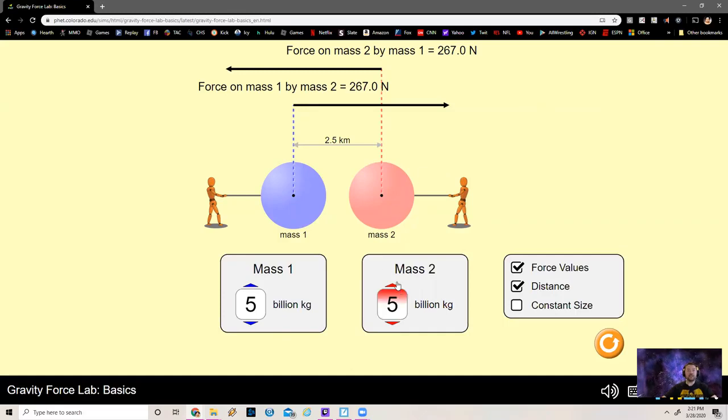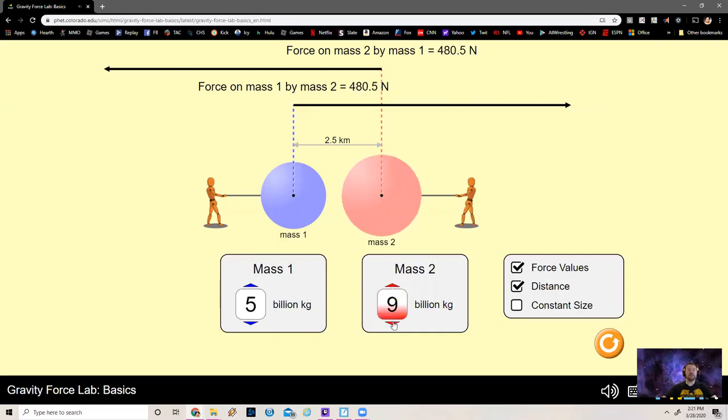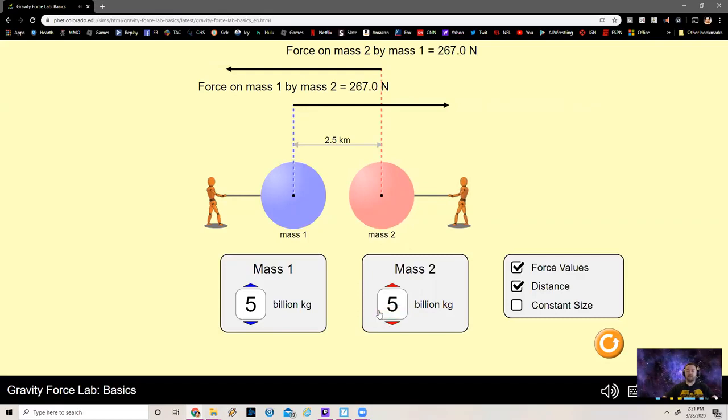Okay, let's kick this back up. Let's leave it at 5 billion kilograms per object. What do you think is going to happen to the force between these two objects when I move them to a farther distance? Let's start off with 5 kilometers. Currently, I have a force of 267 newtons, which once again is not a lot of force between two massive objects. Of course, these things are really far apart to begin with, 2.5 kilometers. Let's see what happens.